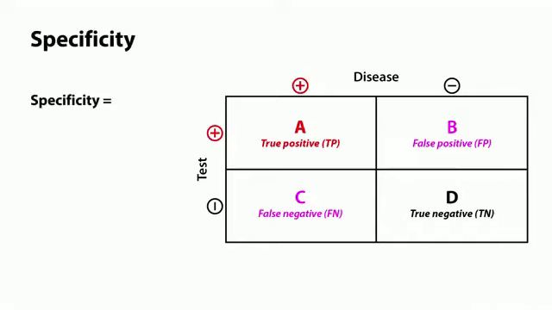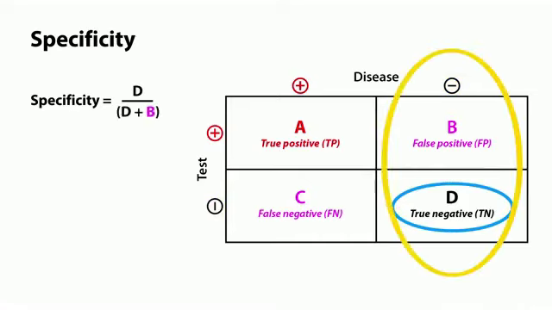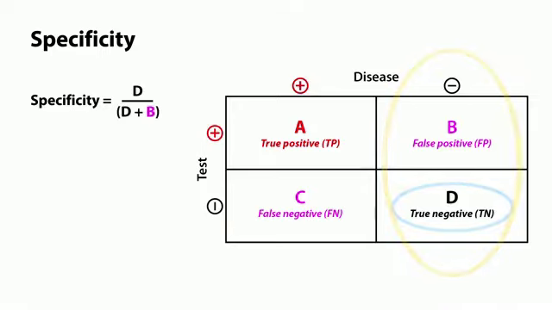Specificity is the proportion of all people without the disease who have a negative test result. Or another way to say that would be all those without the disease who correctly test negative. The true negatives divided by the total without the disease. So this would be the true negatives divided by your true negatives plus false positives.